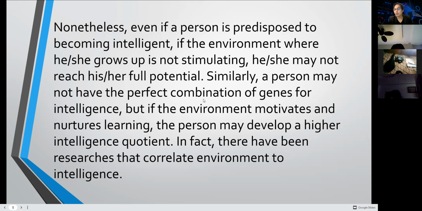But then again, if you have the genes for intelligence, and you nurture, you stimulate, you practice, well, definitely you can have your full potential. That's the very reason why I always give you analytical questions. In fact, there have been researches that correlate environment to intelligence. Correct. So sometimes, talking about intelligence, this is quite a habit.